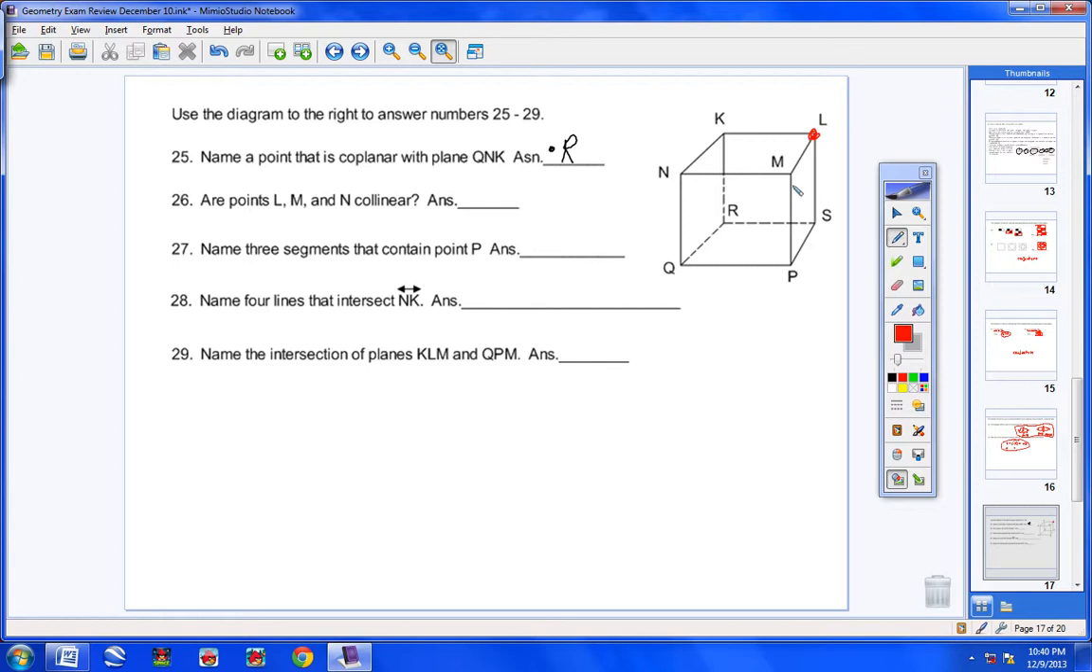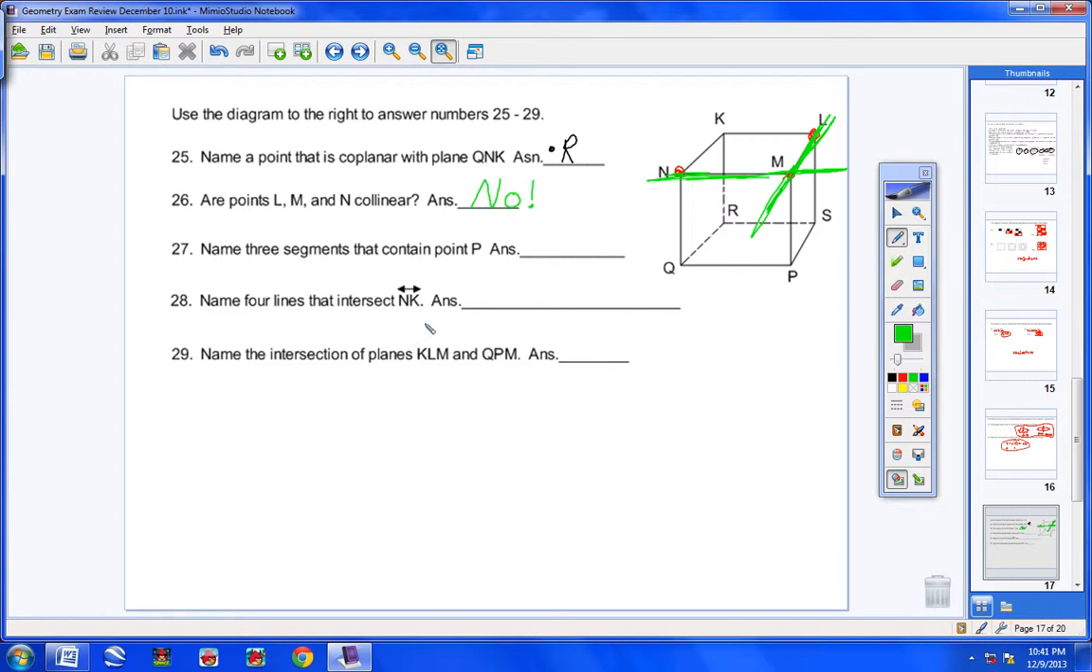Here's point M. And here's point N. There is no way that those 3 points line up on the same line. Okay? No, they are not collinear. I mean, this line here would continue on and on going this way, and this line here would continue on and on going this way. All 3 of these points, L, M, and N, do not lie on the same line. Thus, those 3 points are not collinear.